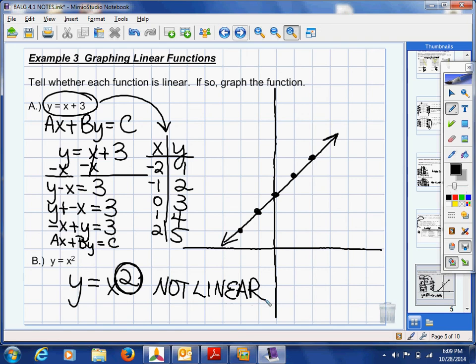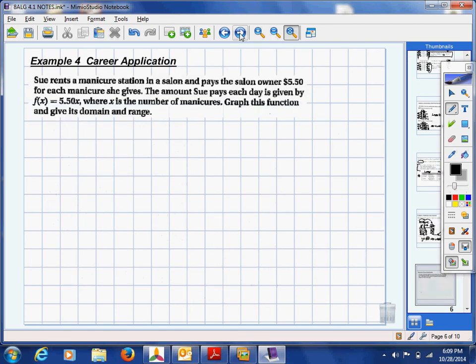So it's not linear. If it's not linear, don't graph it. Okay? All right, let's get to our last example. This is an application problem. I'm going to read it to you first. Sue rents a manicure station in a salon and pays the salon owner $5.50 for each manicure she gives. The amount Sue pays each day is given by the function f(x) = 5.50x, where x is the number of manicures. We're going to graph this function and give its domain and range.